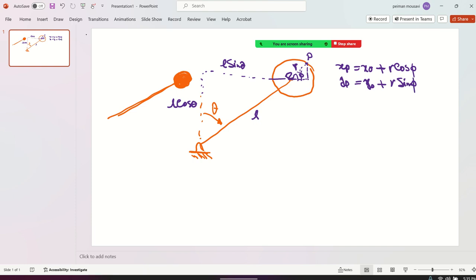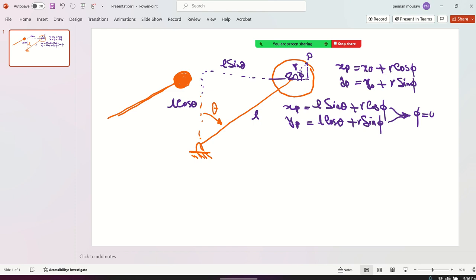Everybody agree? Yes. So X of P is going to be X of O, which is L sine theta, plus R cosine phi. Y of P is L cosine theta plus R sine phi. But your phi, if you want to generate a circle, is between 0.1 and 2 multiplied by pi, from 0 to 2 pi. Here we go. I just typed this in the MATLAB code, saving class time.